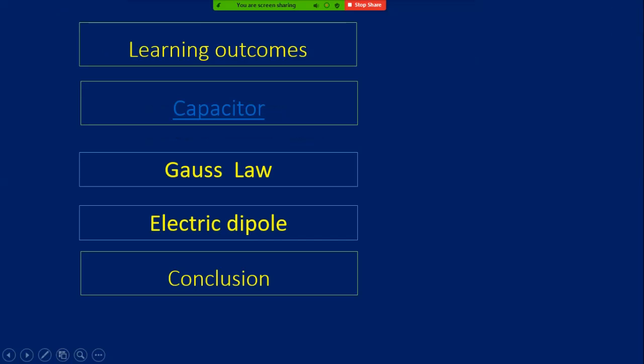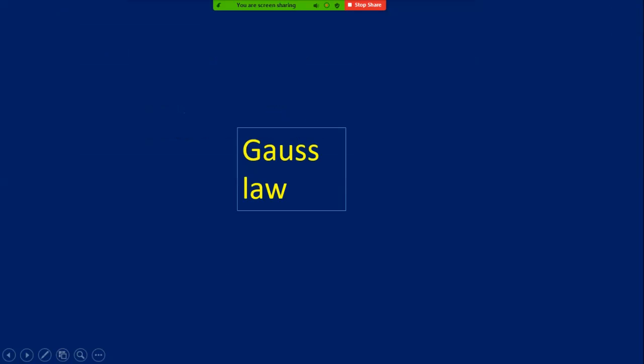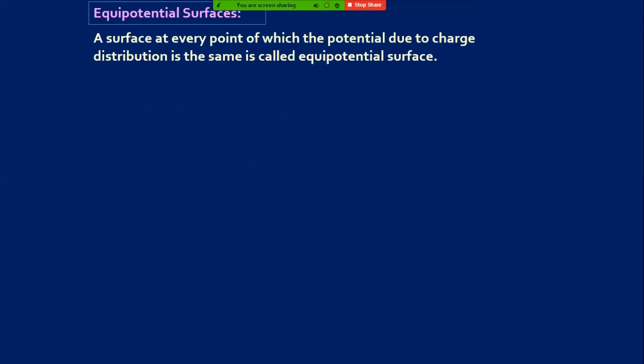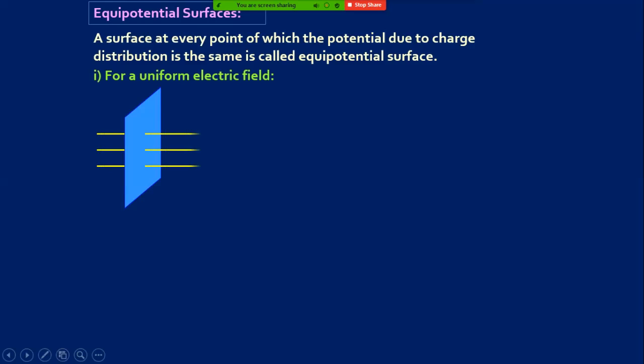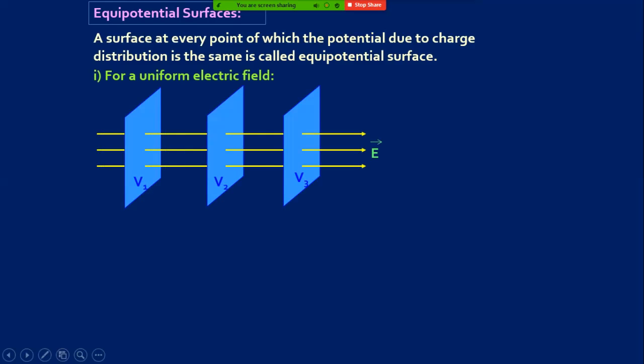At first, Gauss's law. Before starting Gauss's law, I have to discuss some parameters related to it. At first, equipotential surface. A surface at every point of which the potential is the same is called an equipotential surface. For a uniform electric field, the potential at this place is V1, this is V2 and this is V3. Since this is an equipotential surface, the potentials V1, V2 and V3 will be the same.